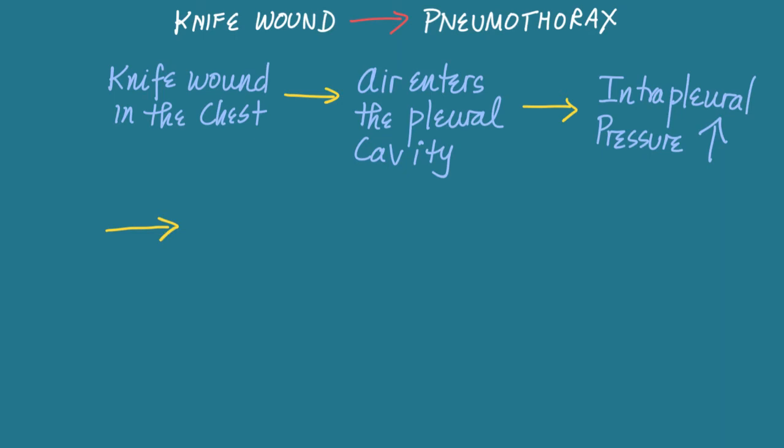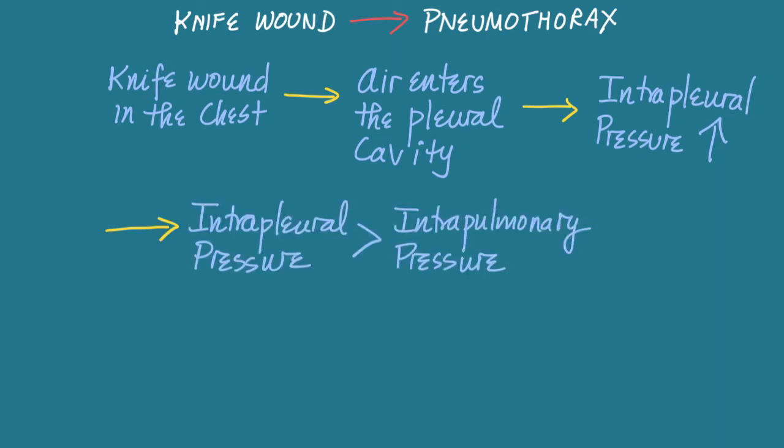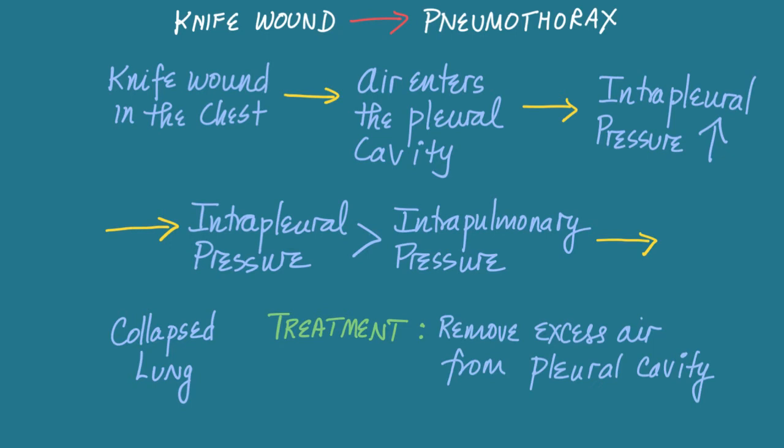The intrapleural pressure now is greater than intrapulmonary pressure. This pressure pushes against the walls of the lung and collapses it. The treatment for the pneumothorax is to remove the excess air from the pleural cavity until the intrapleural pressure goes back to normal. So what is surface tension?